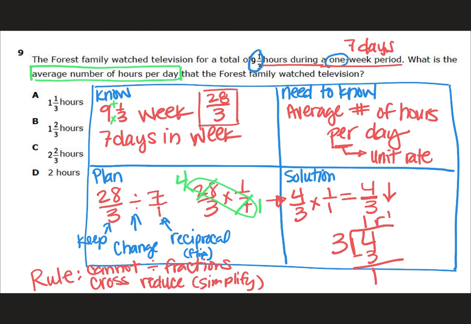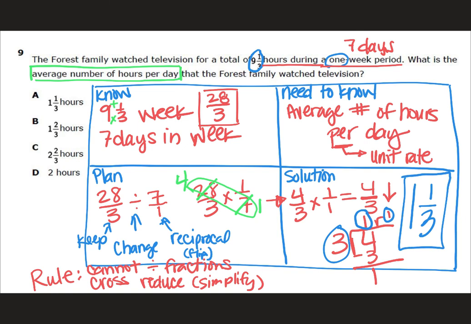Now I've got to set it up. This whole number right here is my big number. This little number here is my numerator. This number here is my denominator. And this right here is my answer to my unit rate, or to what is the average of hours per day. It's 1 and 1/3 hours. And that would be my answer to this question here.